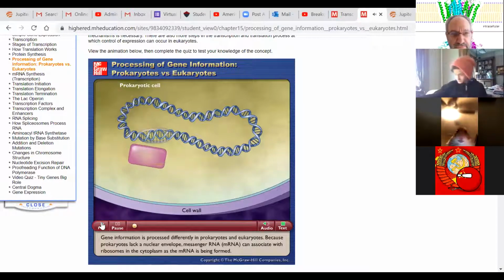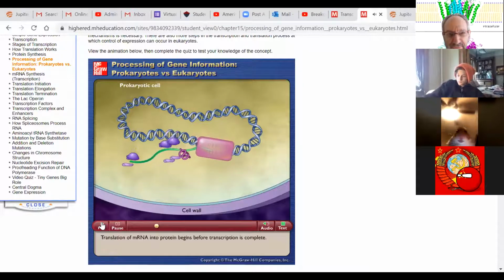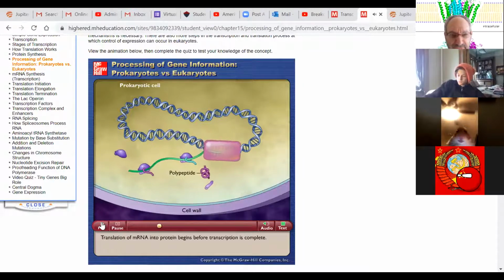Gene information is processed differently in prokaryotes and eukaryotes. Because prokaryotes lack a nuclear envelope, messenger RNA, mRNA, can associate with ribosomes in the cytoplasm as the mRNA is being formed. Translation of mRNA into protein begins before transcription is complete.